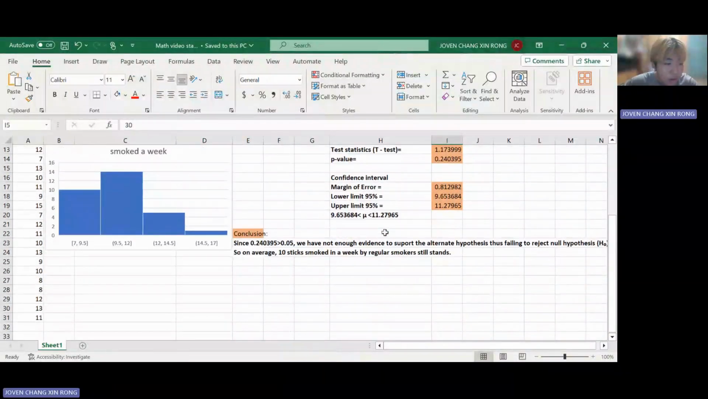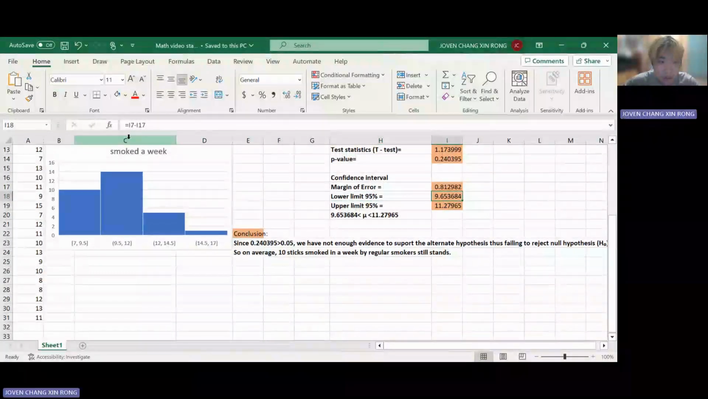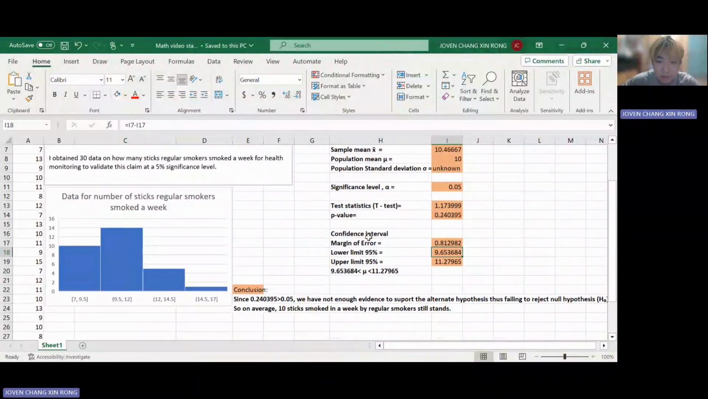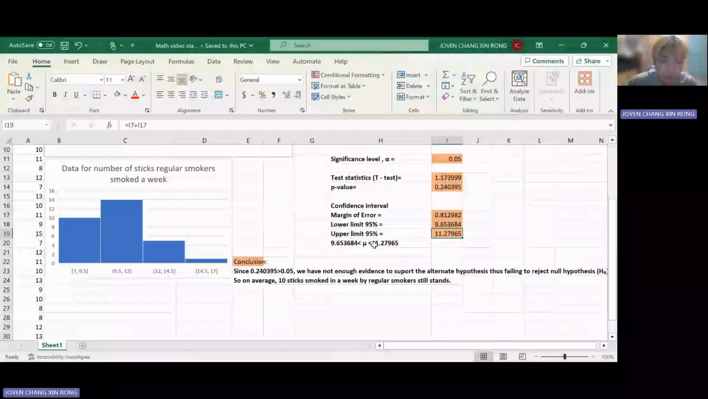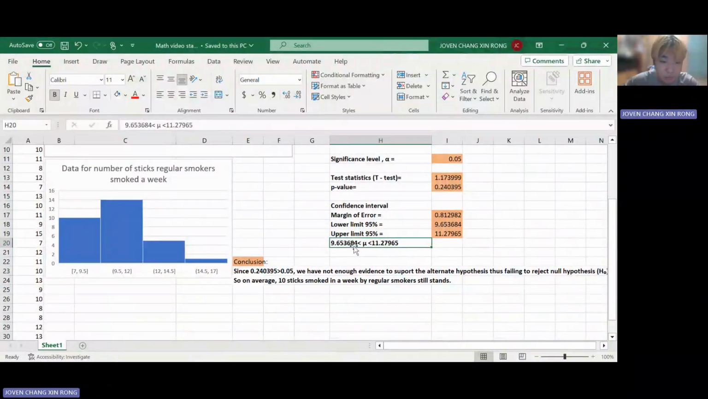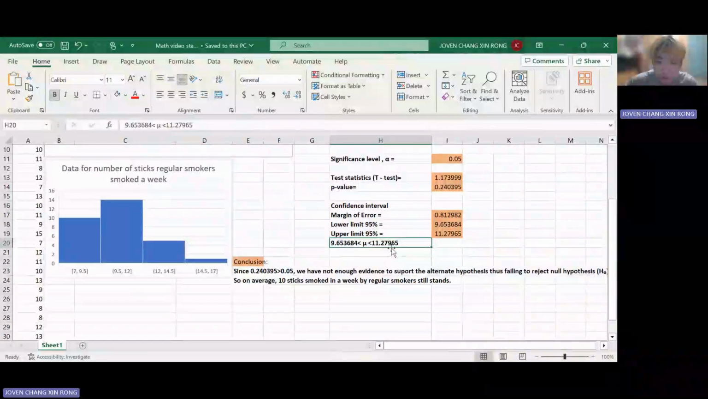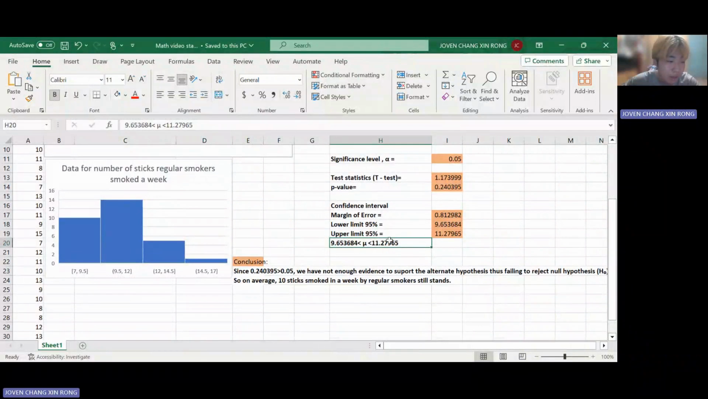So for the lower limit, as you can see, we take the sample mean, which is I7, minus I17, which is the margin of error we found earlier. And for the upper limit, you take I7 plus the margin of error. And as you can see, the true value of numbers of sticks smoked in a week is between these two values, 9.653684 and 11.27965, which is our lower limit and upper limit. In between these two numbers, with 95% confidence, as our significance level is 5%.